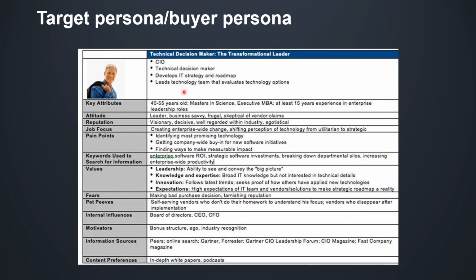In that case, your target buyer or your target persona will be someone at this level, a technical decision maker who evaluates technology options and finds if that technology will be the right fit for the company. So you want to target this person, right? Because since you are into SaaS marketing and your product is basically B2B, in that case you want to create a buyer persona like this.